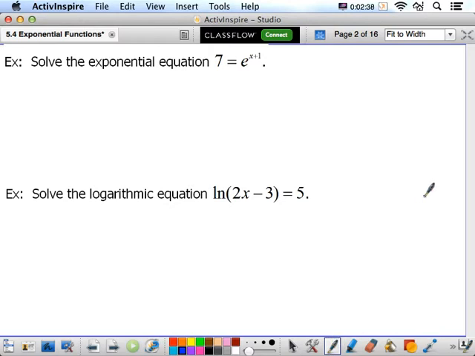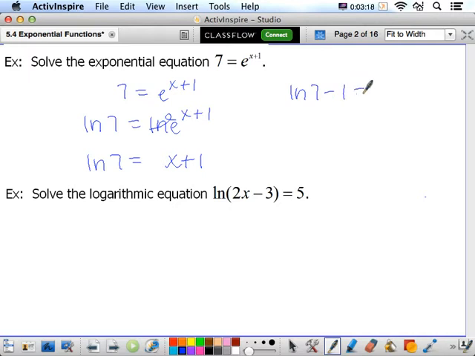Okay. So, if we have 7 equals e to the x plus 1, and we want to solve that for x, how do we solve an exponential equation? Take the natural log of both sides, but you have to make sure that the e is isolated first. Like if that were a 5e to the x plus 1, you would need to divide by 5 first. So we're going to take the natural log of both sides. And because these are inverse operations of each other, they will undo each other. So we're just left with the natural log of 7 equals x plus 1. If I want to know what x equals, I just subtract 1 from both sides, and that's going to equal my x.